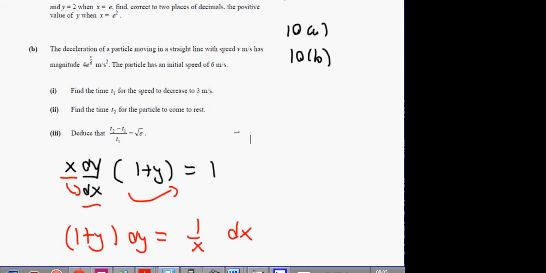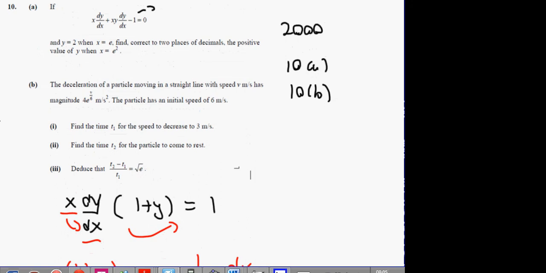Now, the problem with this one is I have y equals 2 when x equals e, and I also have to find the value of y when x equals e squared. So I have y equals y, x equals e squared. So that means I can actually use some limits after all.